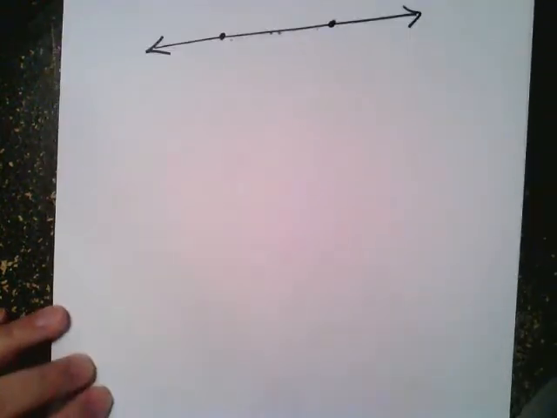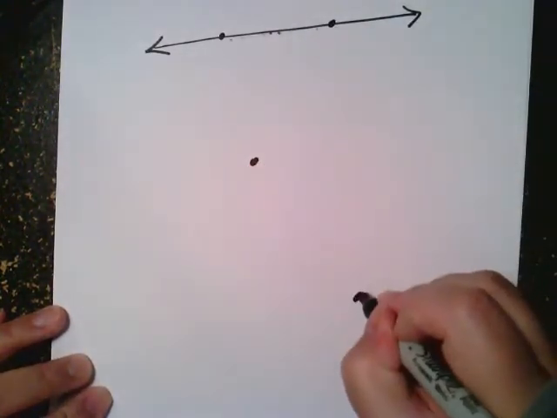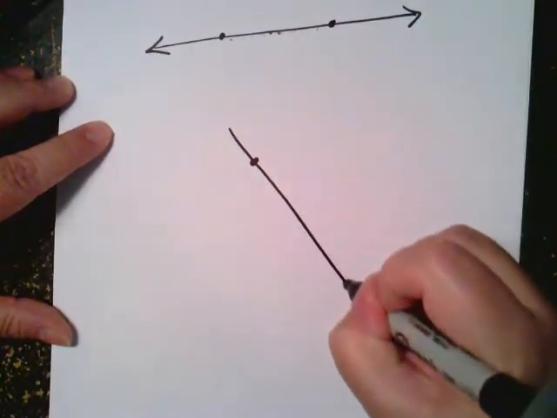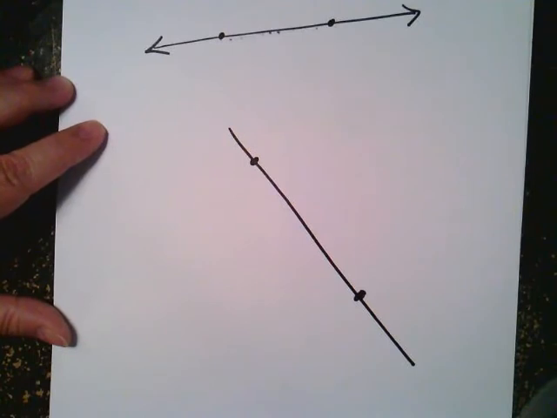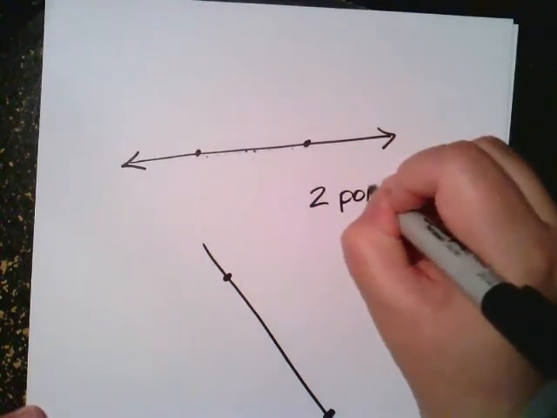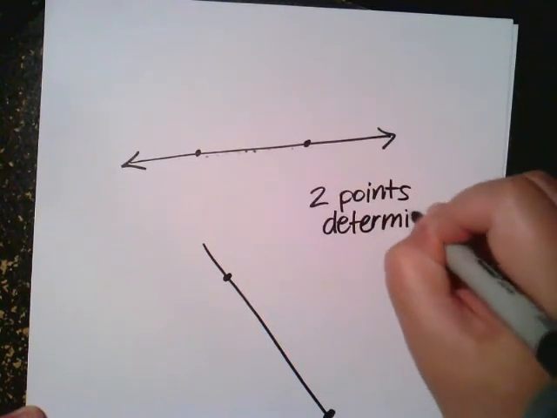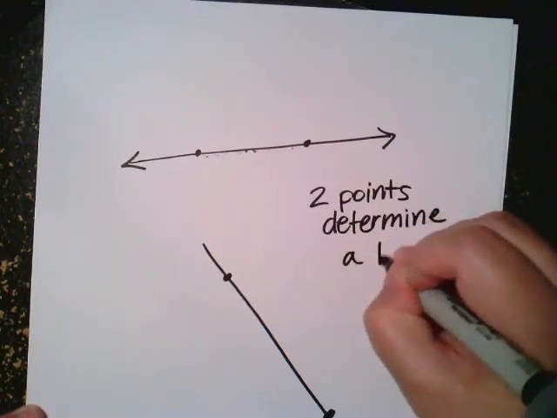If I pick any 2 points, it doesn't matter where they are, there is one way and only one way to draw a line that goes through those 2 points. You can't draw a different line from mine that also goes through those 2 points. And so we say that 2 points determine a line. All right, so that's how we name a line.